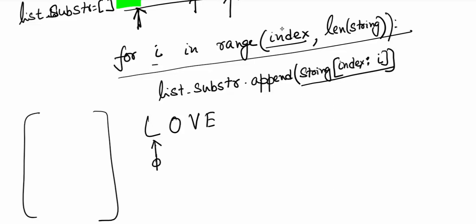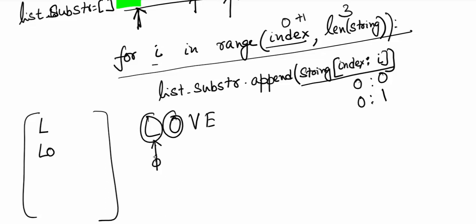Because the range starts at 0 and then ends at 1, 2, 3, right? So the index is always constant for this for loop. It's always going to start at 0, and the initial value is going to be 0. So 0 colon 0 is empty, so the first letter is L. The second letter, the index is going to move from 0 to 1, right? So 0 colon 1, that is LO. Next 0 colon 2, LOV, and then LOVE, right?